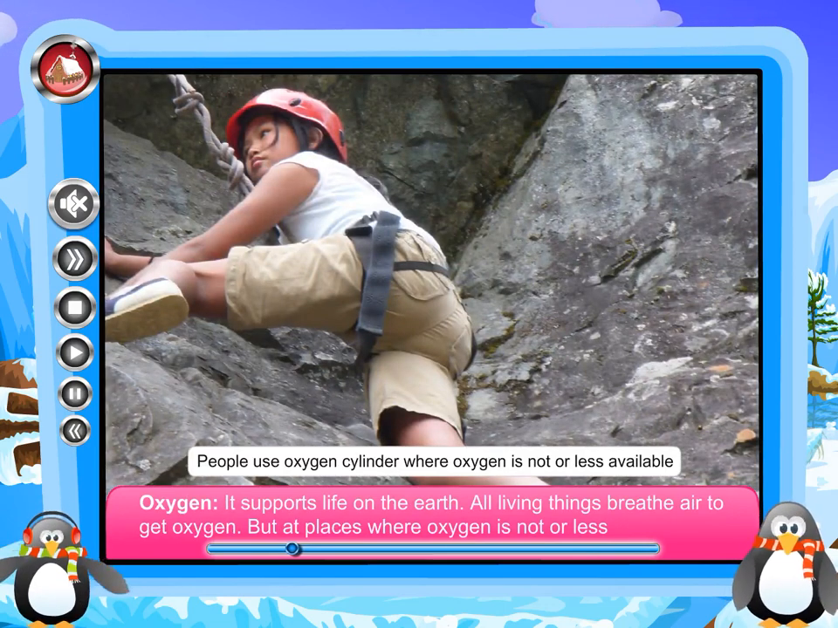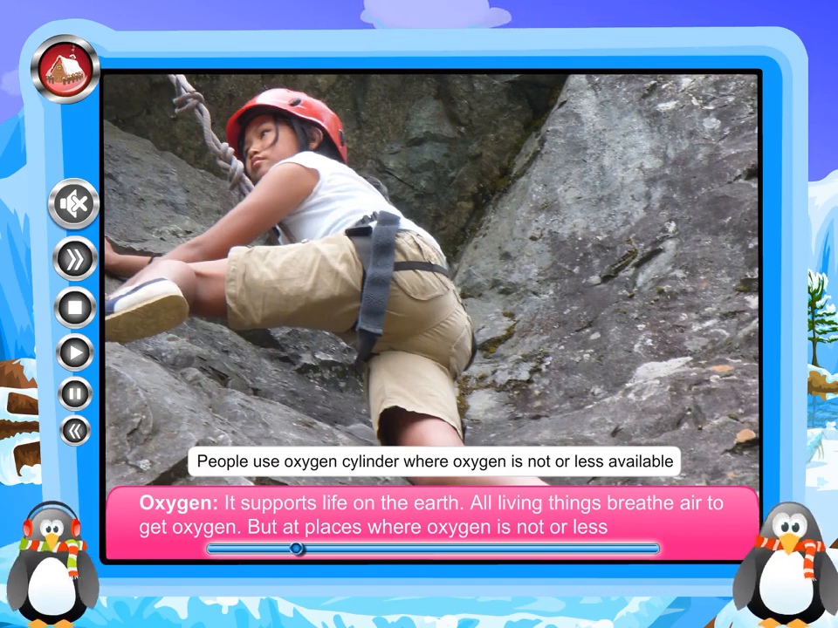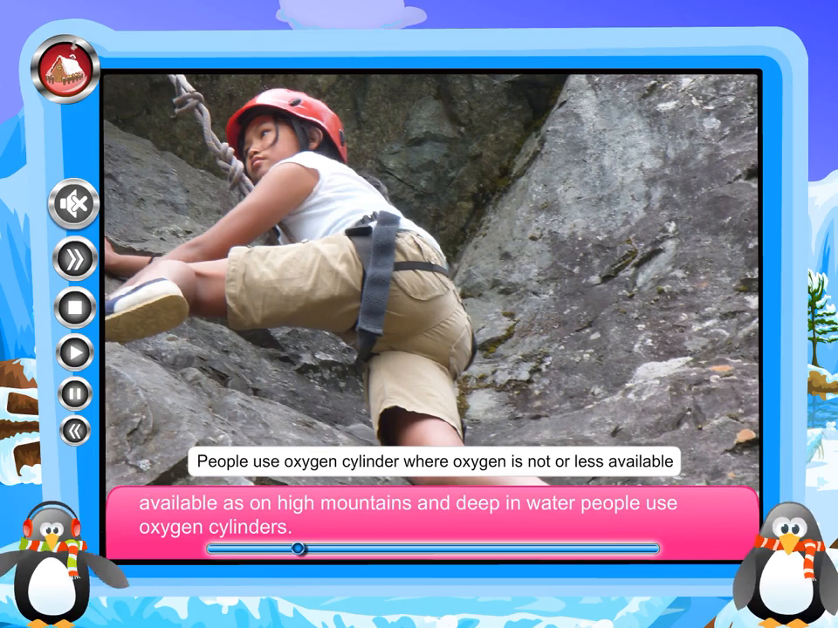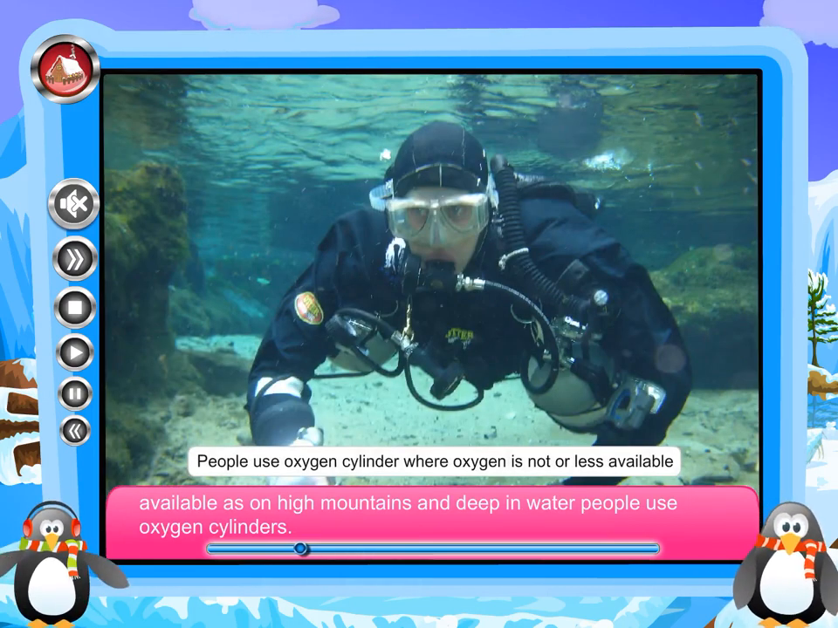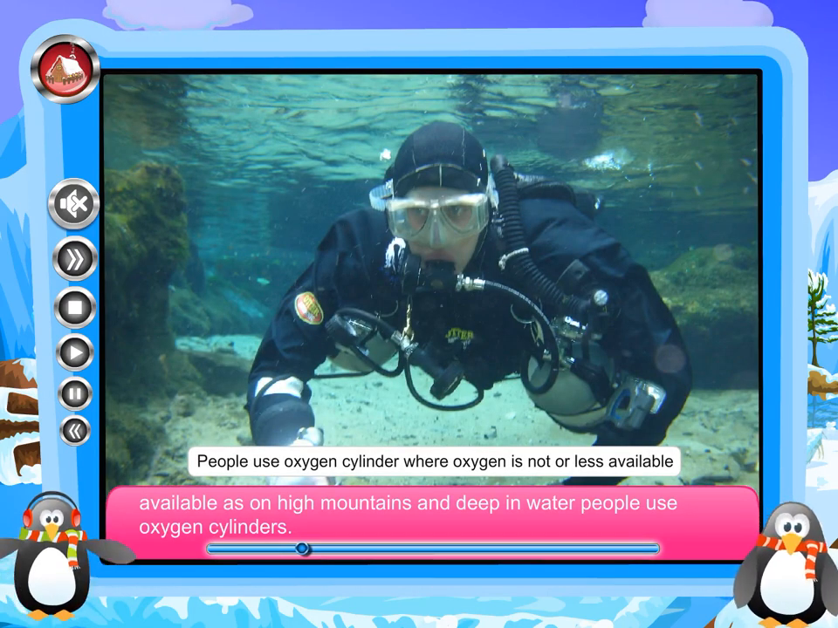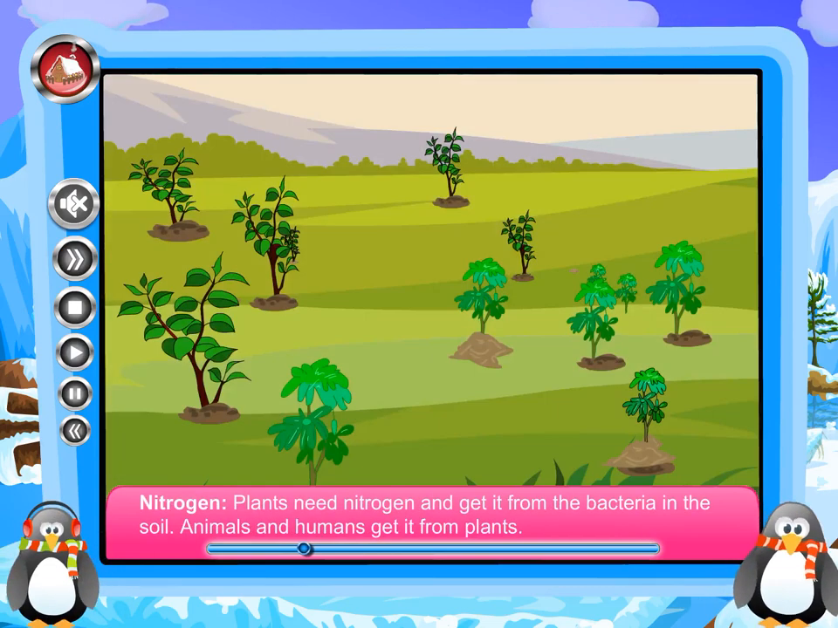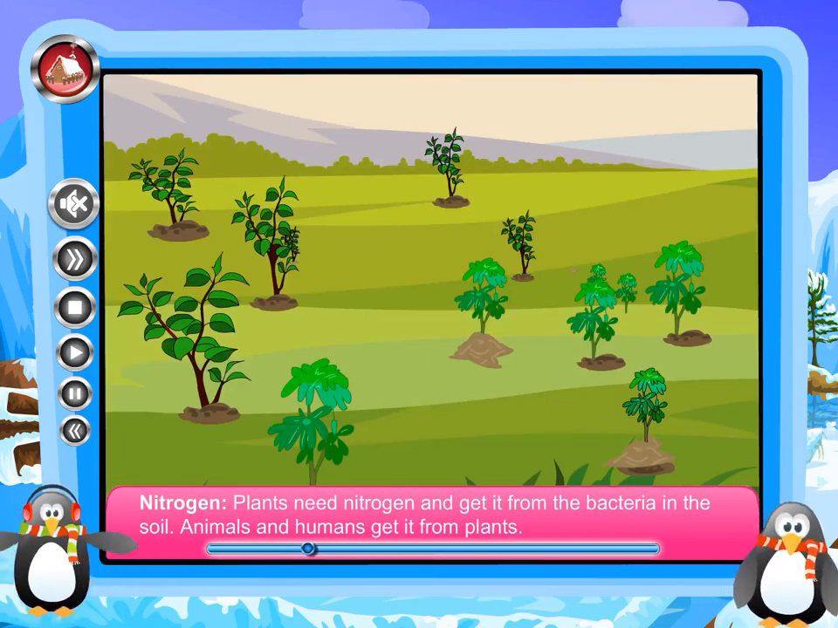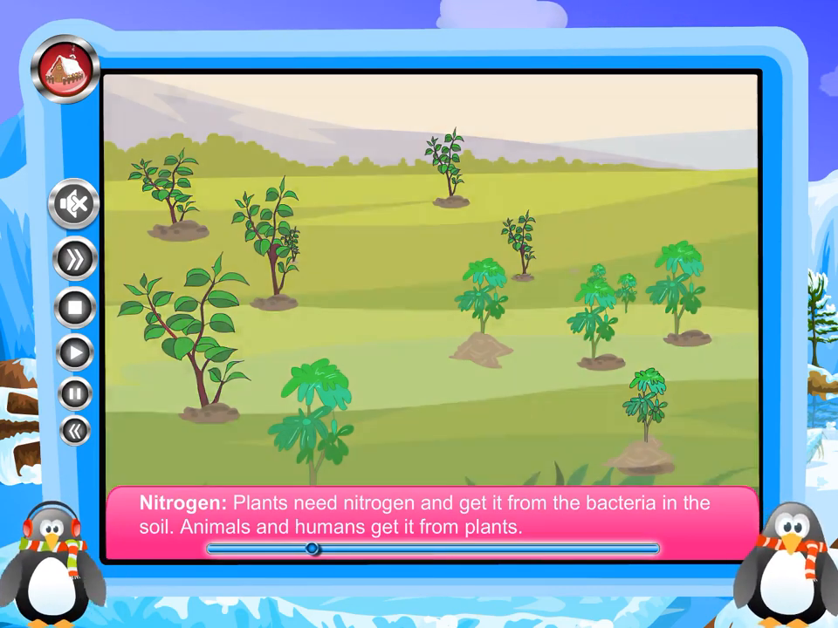All living things breathe air to get oxygen, but at places where oxygen is not or less available, as on high mountains and deep in water, people use oxygen cylinders. Nitrogen. Plants need nitrogen and get it from the bacteria in the soil. Animals and humans get it from plants.